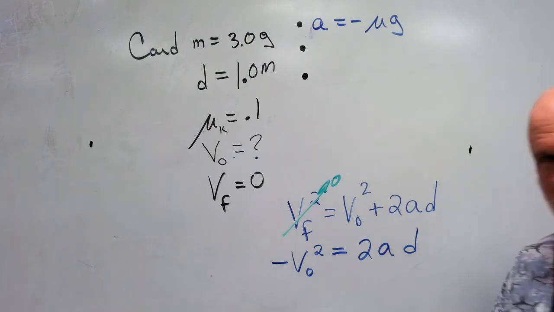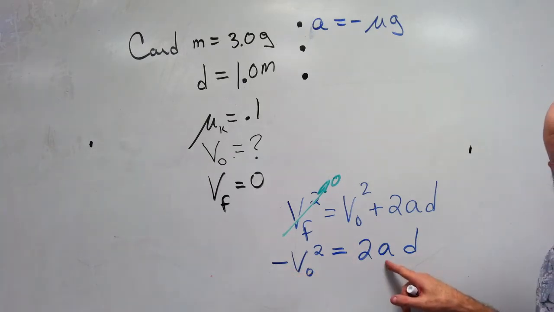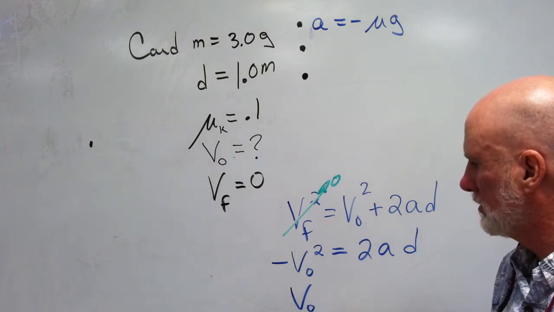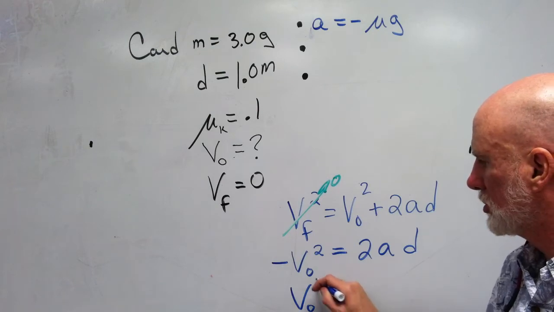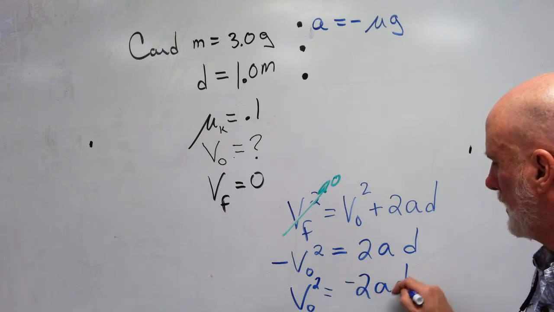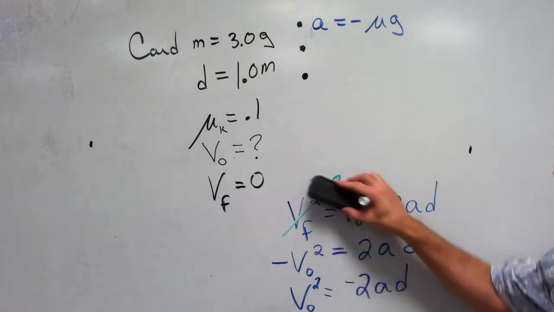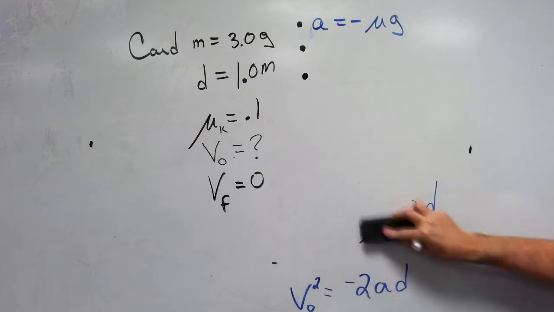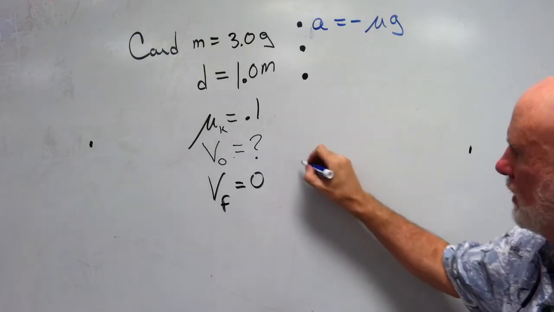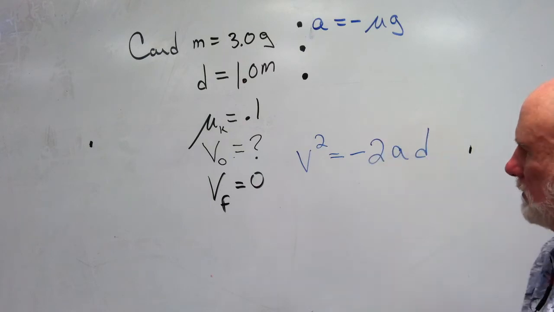Correct? Now, I want to very quickly divide both sides by -1, and that becomes V naught squared equals negative 2AD. So far, so good? Okay? Let me write this. Let me get rid of this and rewrite that. So, V squared equals negative 2AD.